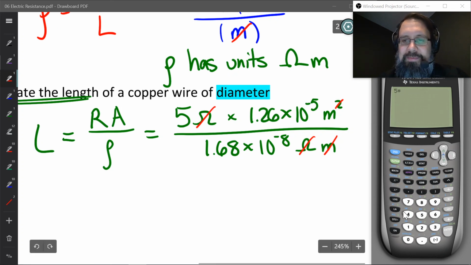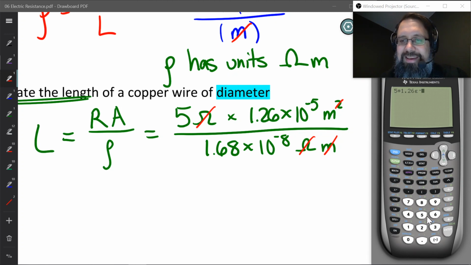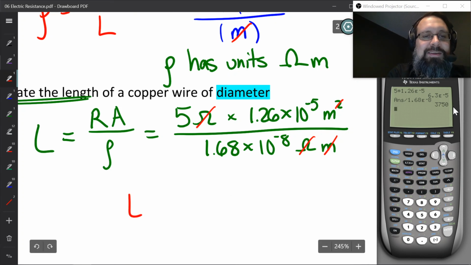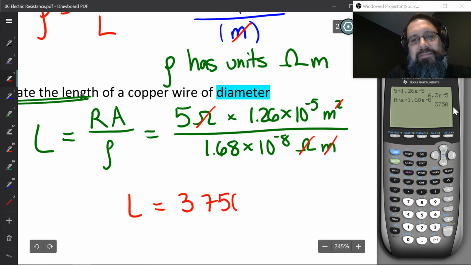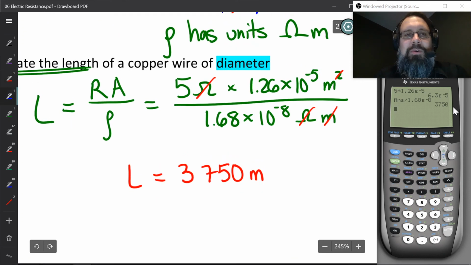Okay, so 5 times 1.26 times 10 to the negative 5. I think I just had that in my calculator and I just cleared the screen. I should have been paying more attention. And then divided by 1.68 times 10 to the negative 8. So I get this length, 3,750. So a copper wire would need to be 3,750 meters long in order to have a 5 ohm resistance.